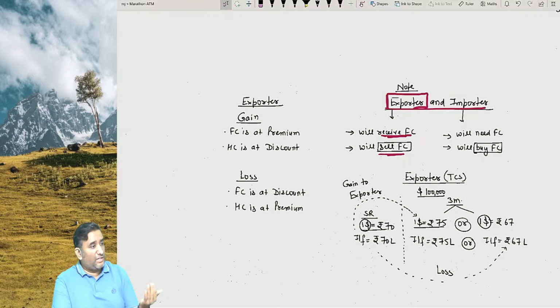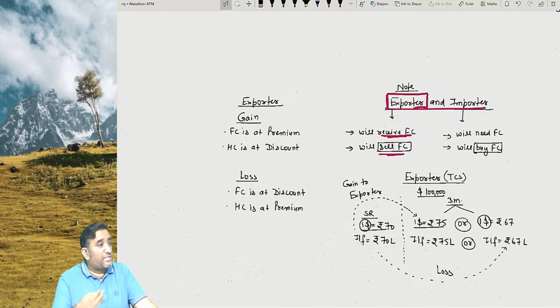If $1 is 70 rupees and it comes today, they'll convert to how many rupees? 70 lakh. If the rate after 3 months becomes 75, what was coming at 70 will start coming at what? 75. Billing is still $1 lakh. That means I'll be getting 5 lakh rupees more. It means if the dollar, on the left hand side, goes from 70 to 75, the dollar is at a premium, and then the exporter will gain.